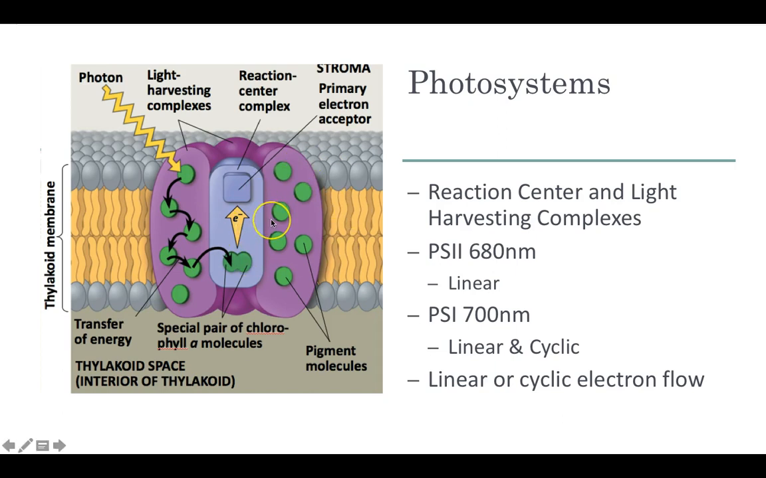So again, this is your thylakoid. And you have the space, which was on the inside of the thylakoid. You have the membrane, and out here is the stroma. So keep in mind, this is a section of that flat disc. There's two photosystems, Photosystem II and Photosystem I, and each absorbs a different wavelength. PS2 absorbs 680 nanometer wavelength, and is only functional in linear electron flow. And Photosystem I absorbs 700 nanometer wavelengths and functions in both the linear and the cyclic electron flow.